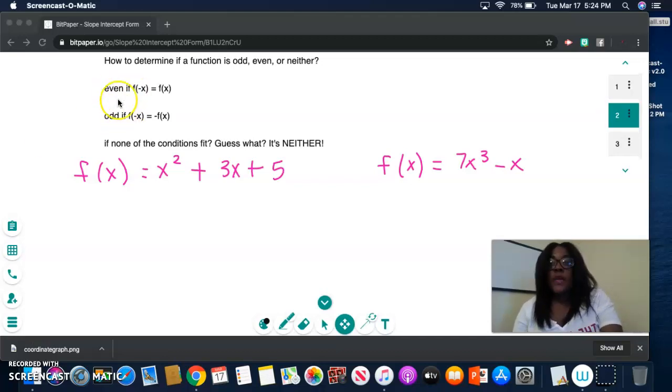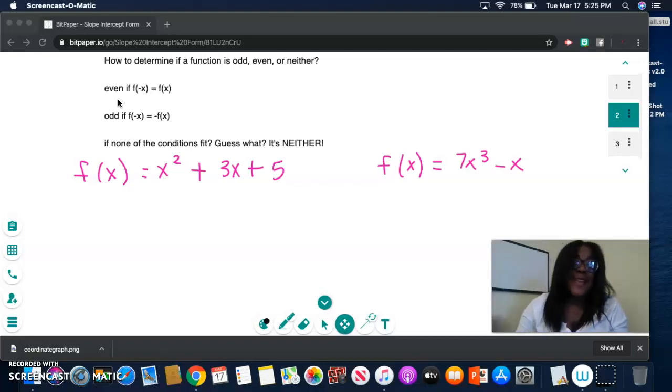If you look here, we have two conditions. The function is even when we talk about the graph. The graph is even if f of negative x, meaning you replace negative x in place of every x that you see, equals f of x. And it's odd if f of negative x is equal to negative f of x. So if none of the conditions fit, then guess what? It's neither.